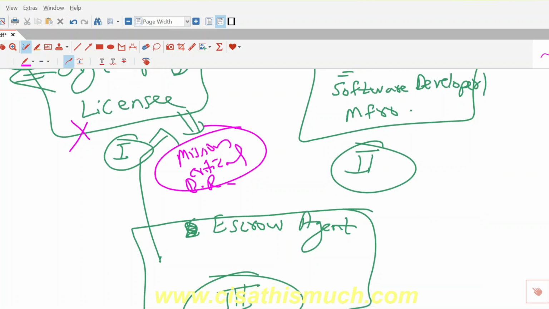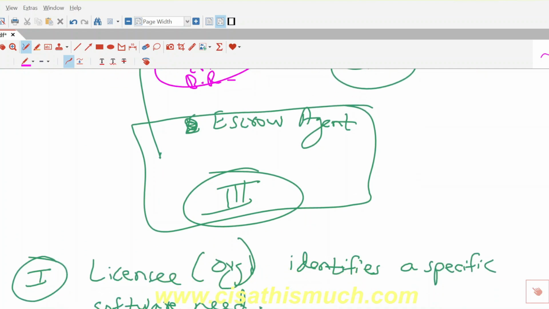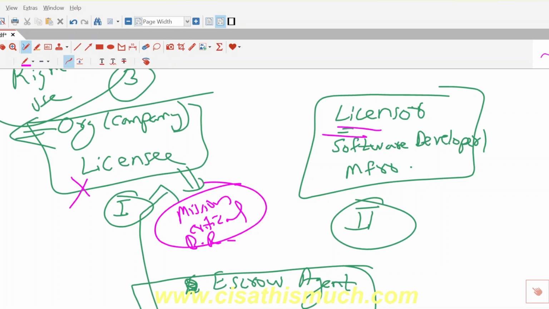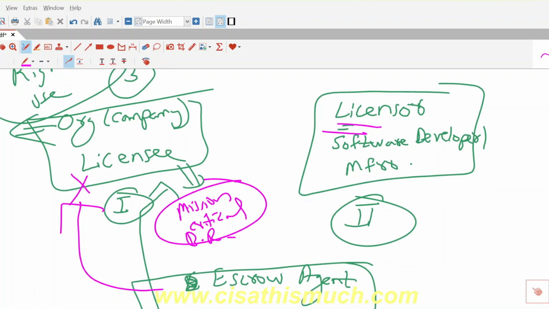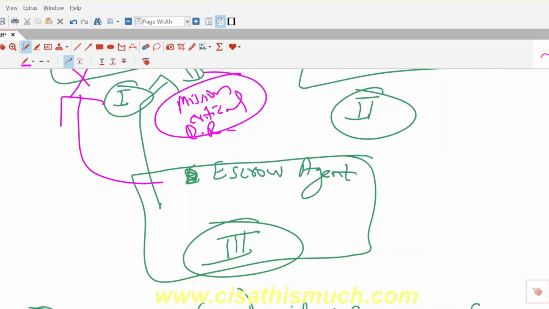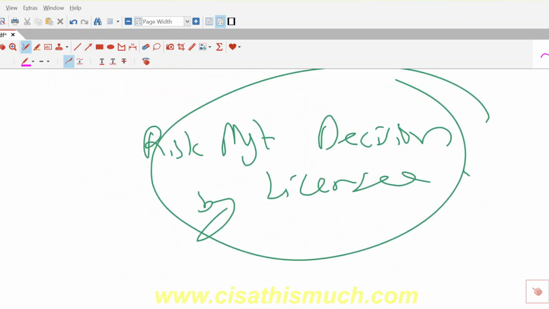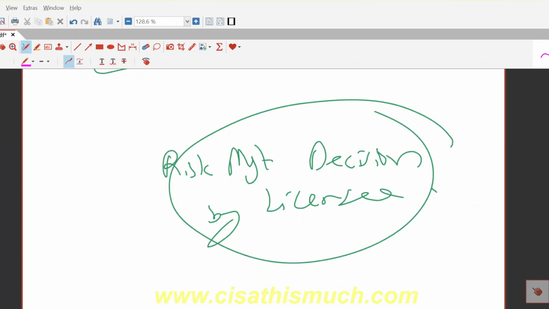So the escrow agent is saying, hey, licensee, do not worry, I'm there for you. If tomorrow the licensor doesn't fulfill his duties, if the licensor goes bankrupt, I'm there to help you. I will give you the source code to use. So do not worry. So what exactly is the escrow agent doing? It's basically helping with the risk management decision.